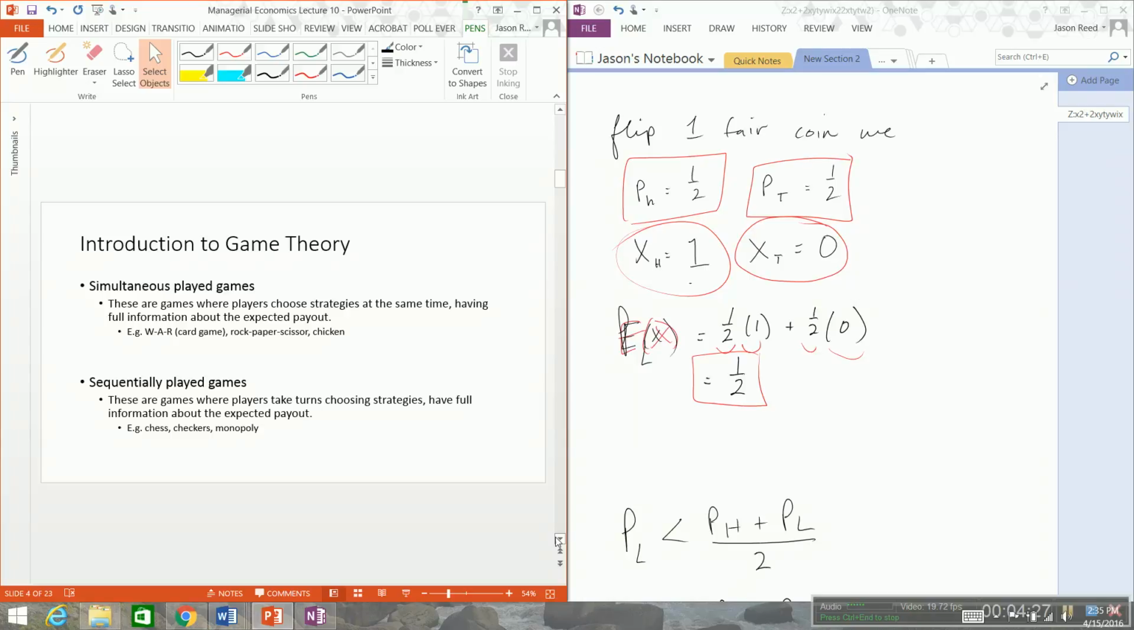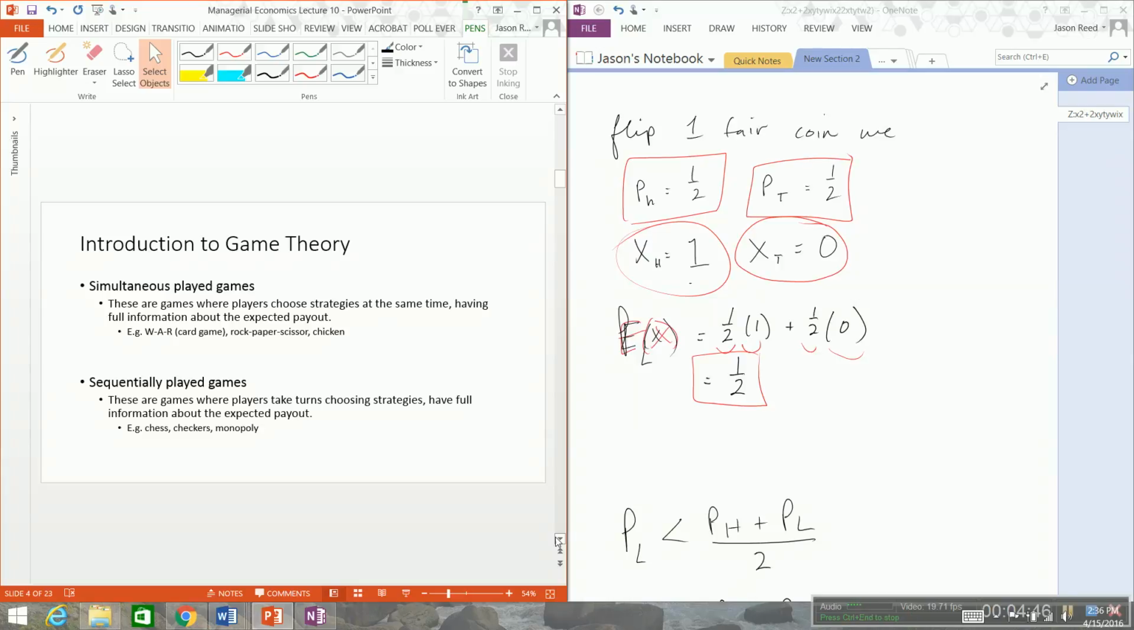Whereas sequentially played games take turns. So player 1 might choose first, then player 2 observes what player 1 chose, and then player 2 can choose accordingly. We believe that all players, again, have full information, not only about their action set, but about the payoffs. We can think of this as any board game, really.